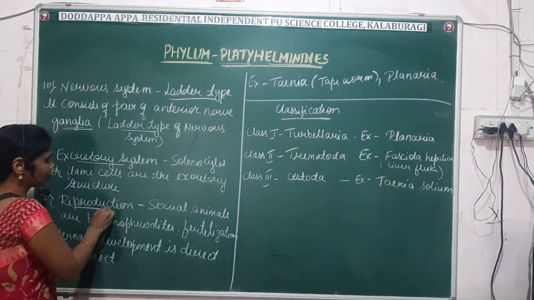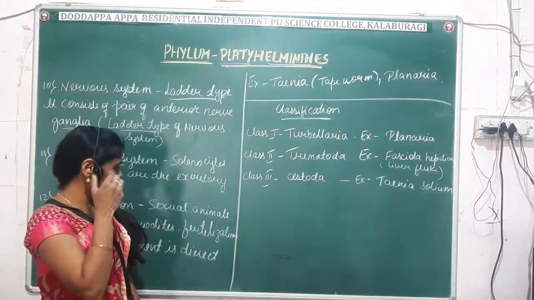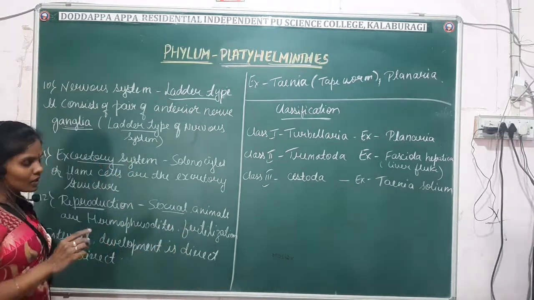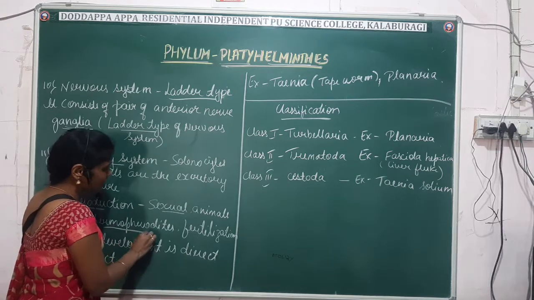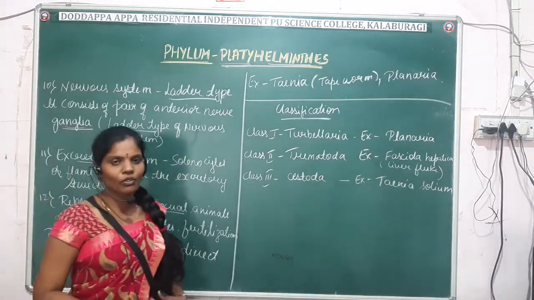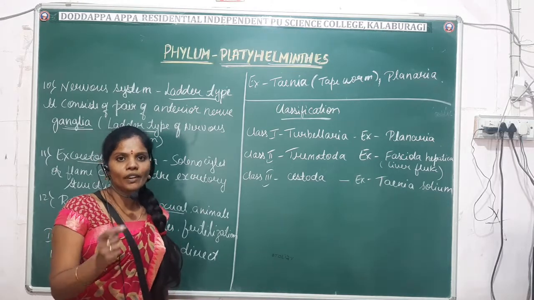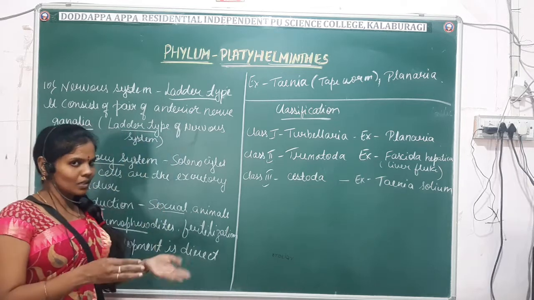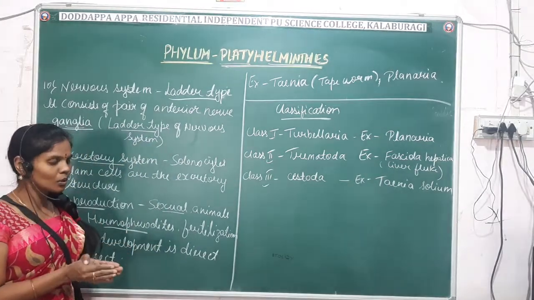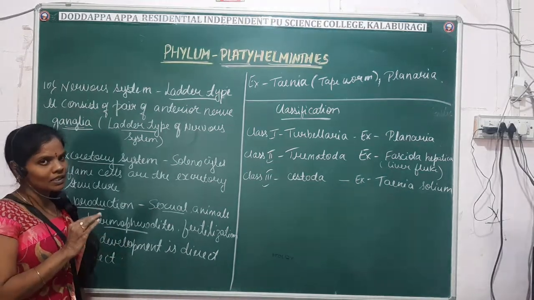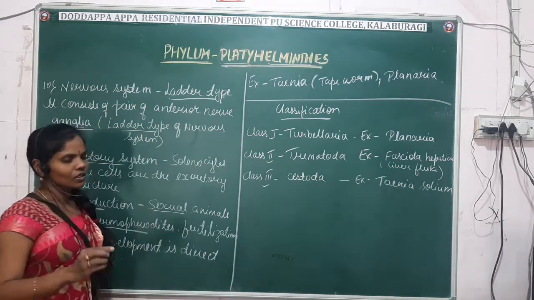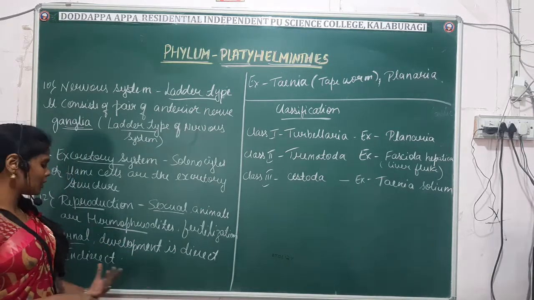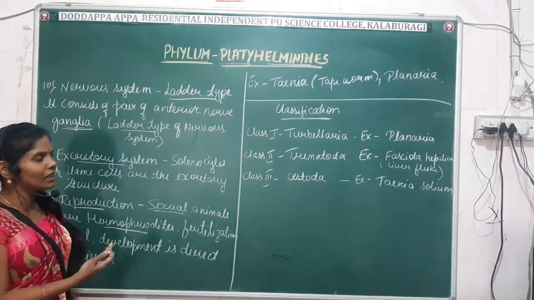Next comes the reproduction. Platyhelminthes reproduce sexually and they are hermaphrodites. You already know what hermaphrodites and heterosexual organisms are. Hermaphrodites means both the sex organs are developed in a single organism. They reproduce sexually, and you will not find asexual reproduction here. Fertilization is internal and the development is either direct or indirect. Both developments you can see in the platyhelminthes.